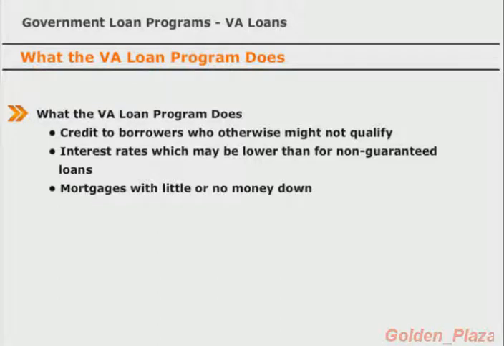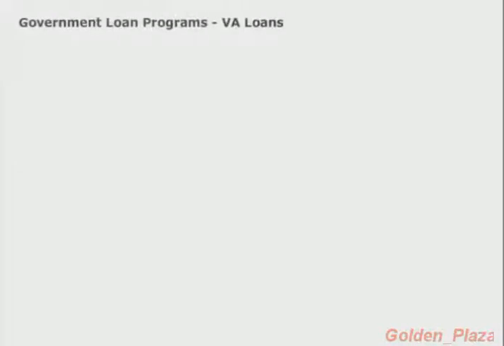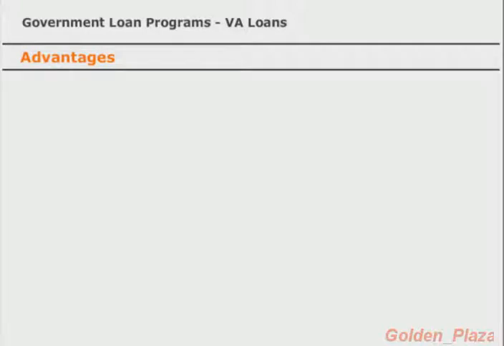The VA allows lenders, including banks, savings and loan associations, and mortgage companies, to offer the following: credit to borrowers who otherwise might not qualify, interest rates which may be lower than for non-guaranteed loans, and mortgages with little or no money down. VA loans are better than conventional or FHA loans in some ways, so veterans should look at the pros and cons of each program before choosing.